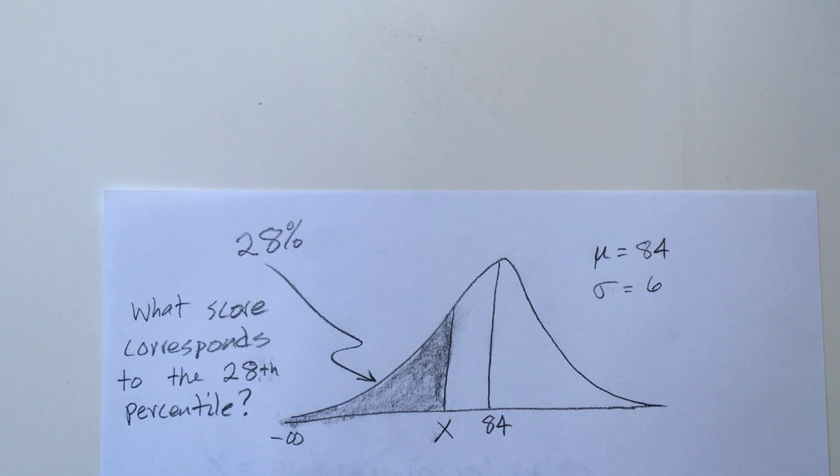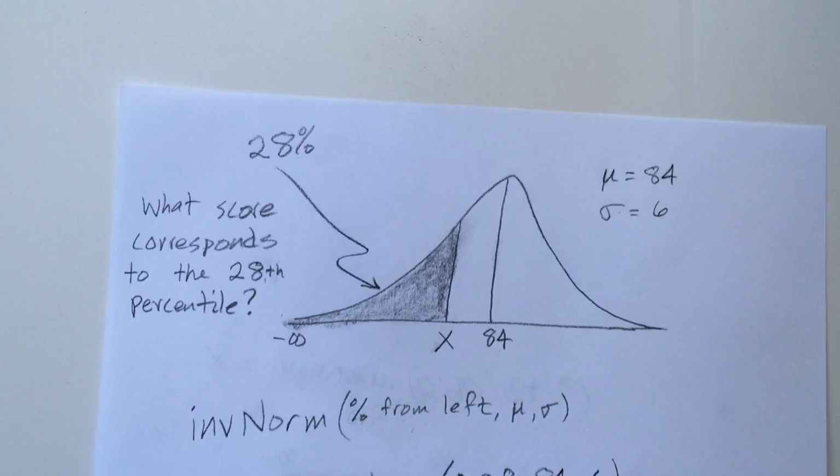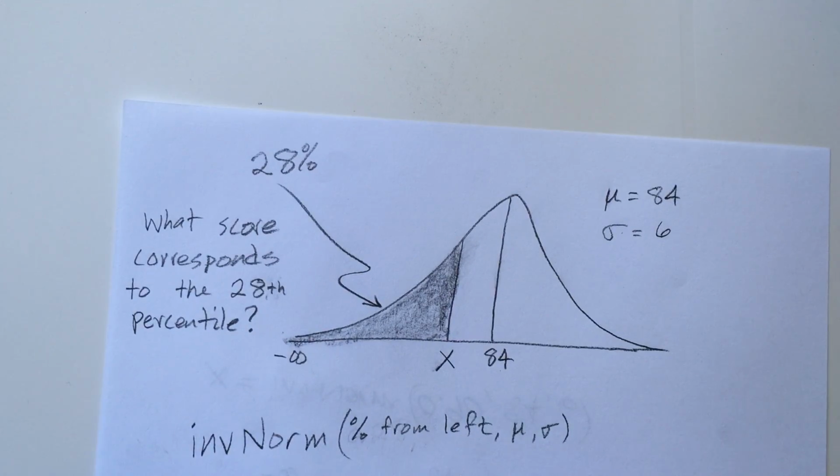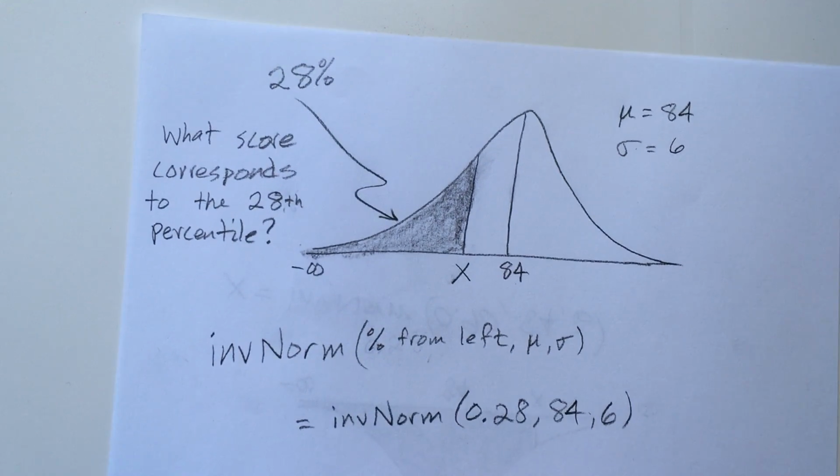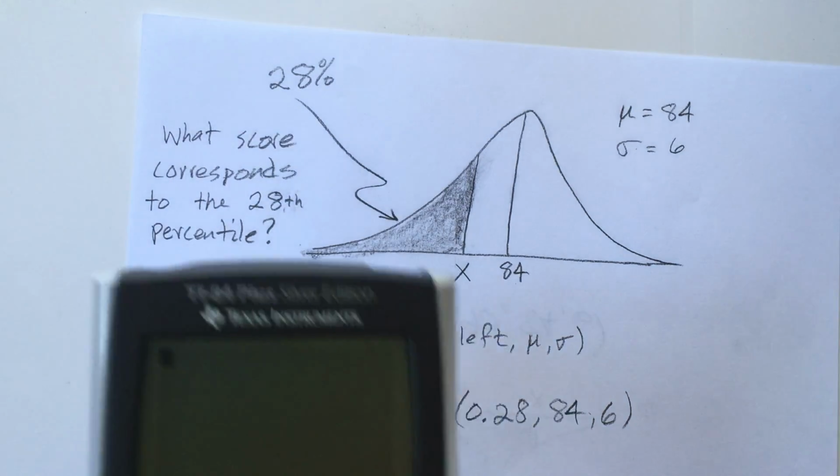So in this case, using the mean of 84 and the standard deviation of 6, we ask the question, what score corresponds to the 28th percentile, or above 28% of the data? So the way it works is you're calculating from the left, which is negative infinity to your value, which you don't know yet. So you put in your percent in decimal form, the mean and the standard deviation. So in our case, 28% corresponds to 0.28. The mean is 84 and the standard deviation is 6.